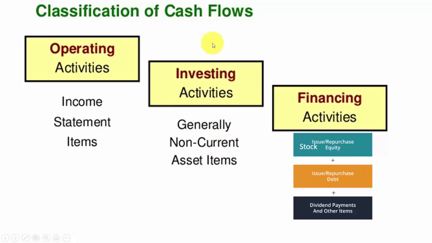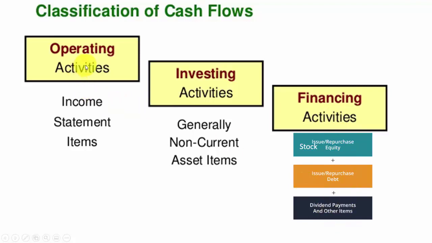And then the third type of cash flow that a business gets is what's called financing activities. This would either be issuing or repurchasing their stock, their common stock. That's one type of financing activity. Issuing or paying off debt. That's another type of financing activity. And the third type of financing activity would be dividend payments.